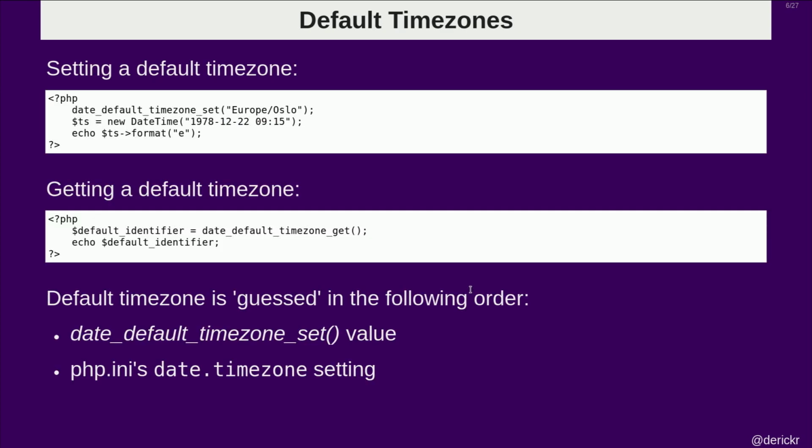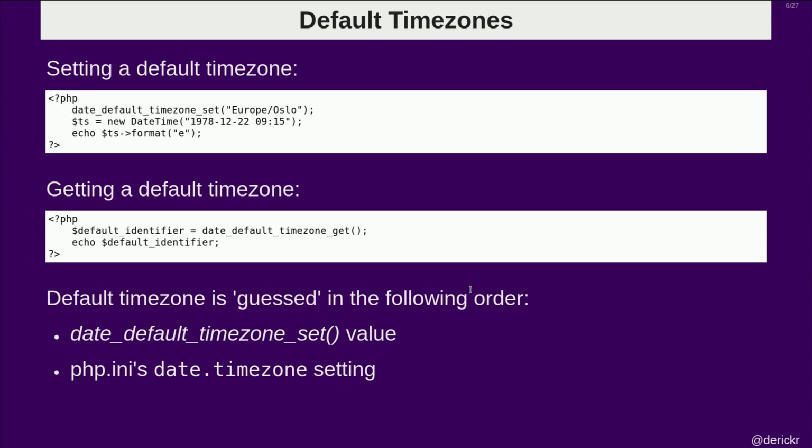Oh, hang on. It should have told me the output. I might have messed up that slide. What it will tell you is, the E stands for UTC offset. Sorry, doing the maths in my head here, it'll say it's UTC plus 1 hour, because that's what Oslo would have been on December 22nd, 1978.